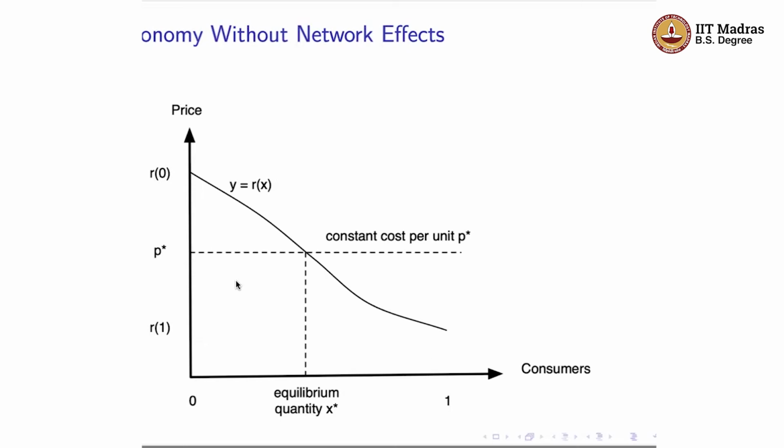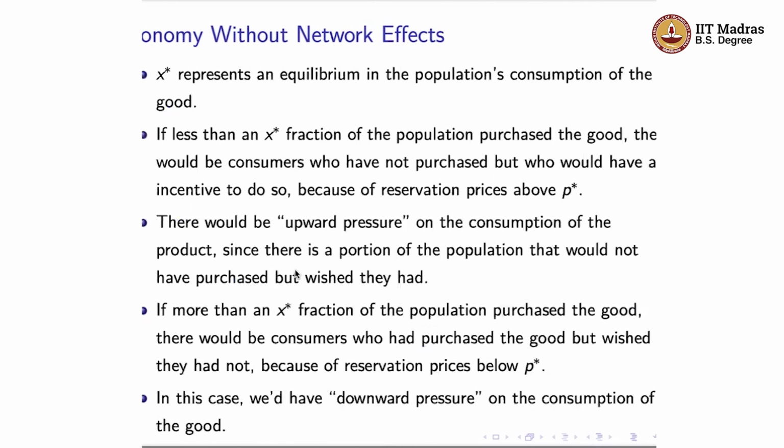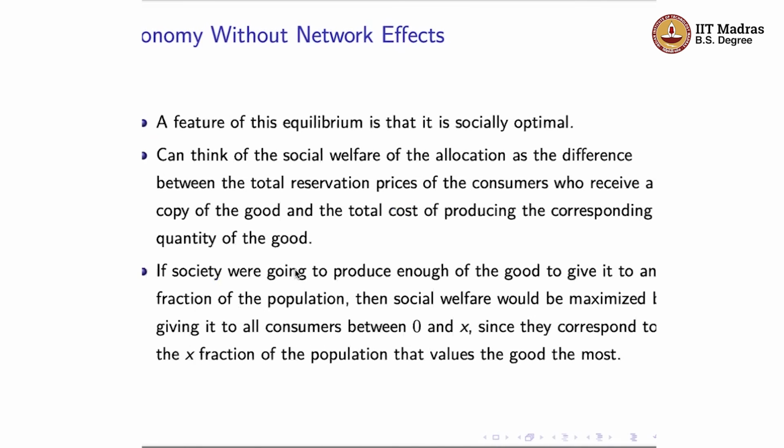So you want to give the good to the people who have a positive surplus from consuming it, and these are the people whose rank is between 0 and X, right? If you had only X amount of good to allocate, give it to those whose reservation price is the highest, which in our model means the set of people between 0 and X. That's the set of consumers you want to give to. So that answers one question: suppose you are producing X amount of good, who should you give the good to if you want to maximize social welfare?